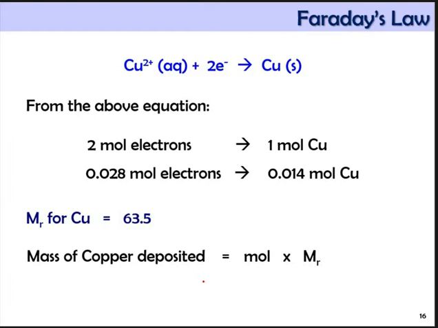Alright, so bila kita dah dapat mole, we can find the mass of copper deposited. We know that the molar mass of copper is 63.5 gram per mole. So nak cari mass, mesti mole darab dengan molar mass. So, kita dapat 0.889 gram.